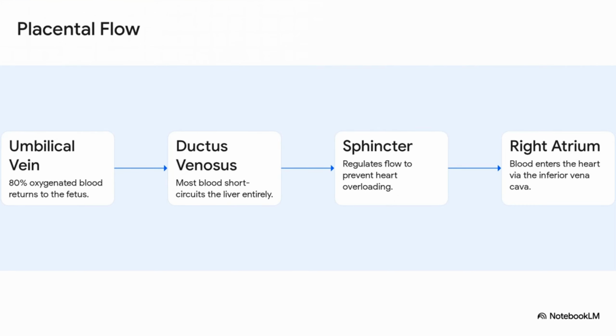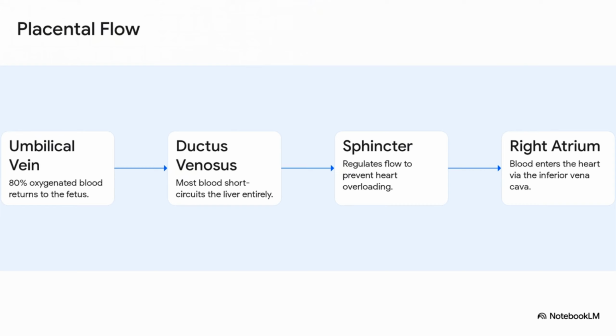It all starts at the placenta. Highly oxygenated blood, we're talking about 80% saturated with oxygen, travels toward the fetus through the single umbilical vein. As it approaches the liver, most of this blood short-circuits the liver completely. It flows through a vital shunt called the ductus venosus, emptying straight into the inferior vena cava. Now, a tiny amount does enter the liver sinusoids to mix with portal blood, but the main flow is actually regulated by a critical sphincter mechanism right in the ductus venosus.